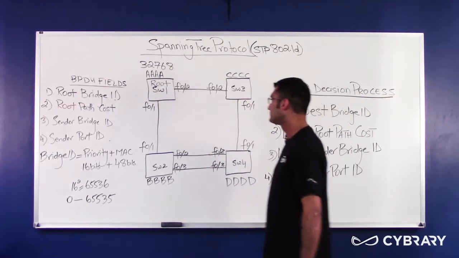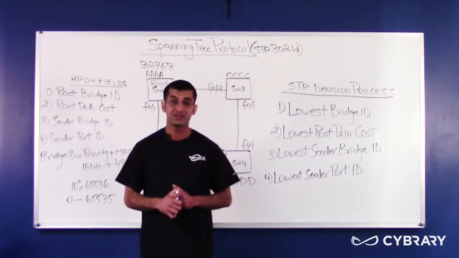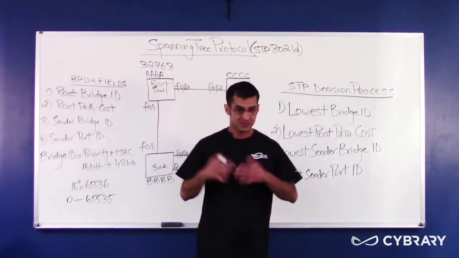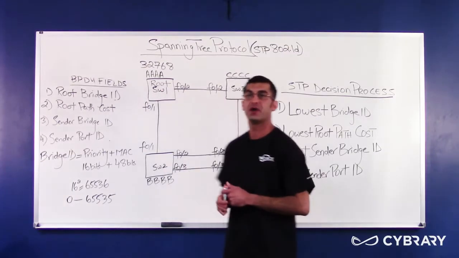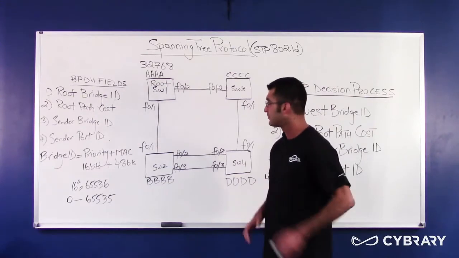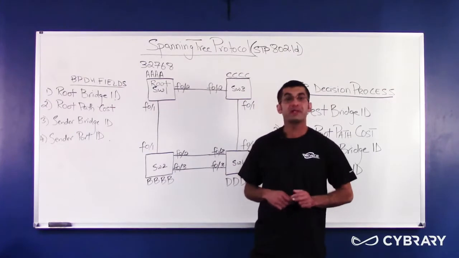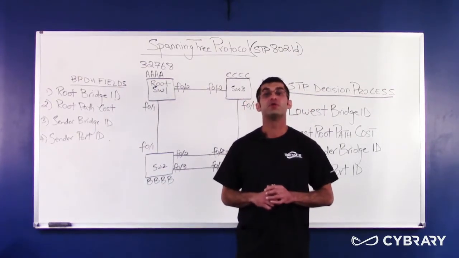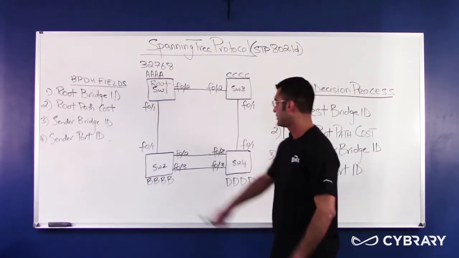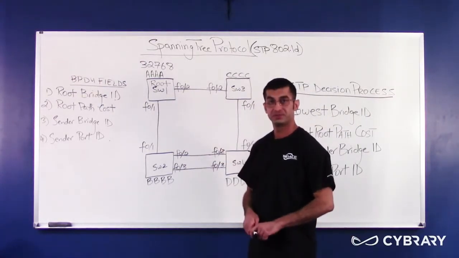The next step, step 2 in the spanning tree convergence process, and convergence is spanning tree going from beginning to end, is a root port election per non-root switch. So I'm going to erase this. The root port election only happens on non-root switches. Which ones in our topology are non-root switches? Switch 2, switch 4, and switch 3. Switch 1 is your root bridge.